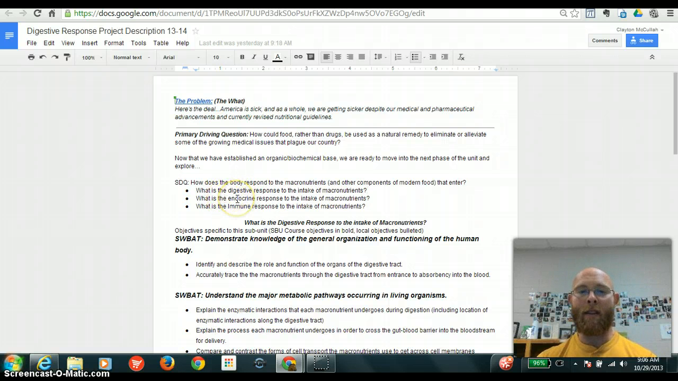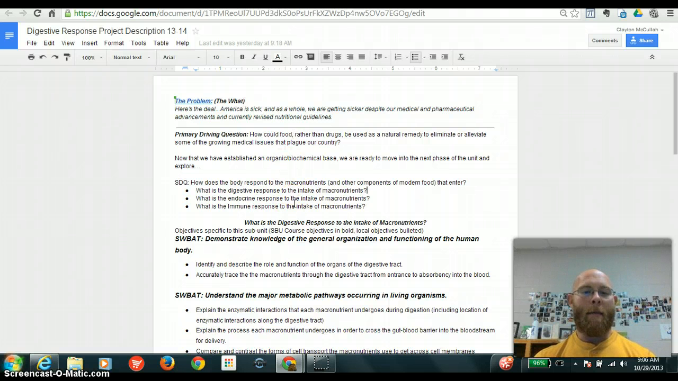Pretty quickly, we're moving into the endocrine response, and then eventually the immune response, and then we start bringing this back around, because we're going to start tying these things in to real food and how it affects our bodies and how we respond to it, and see if we can start figuring out how. I mean, is it possible, number one, and if so, how? How can you use these types of natural foods to heal?